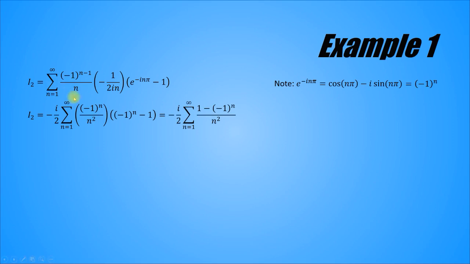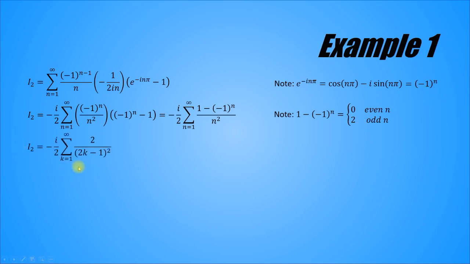In this step, I took this -1 to the n and distributed it over these two terms. So -1 to the n times -1 to the n is just 1. And -1 to the n times 1 is, of course, -1 to the n. And note, this numerator right here, 1 minus -1 to the n. If n is even, this thing is 1, so we get 1 minus 1, which is 0. And if n is odd, this is -1, so you get 1 minus -1, which is 2. So every term with even n is 0, and we don't need to include them in our sum.